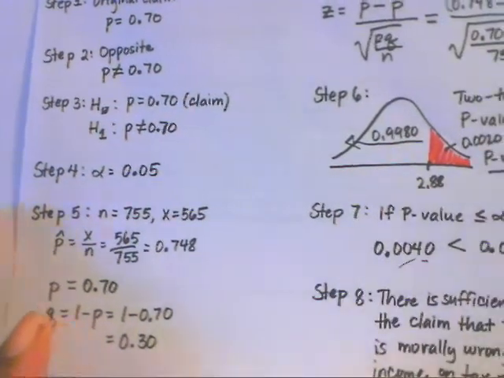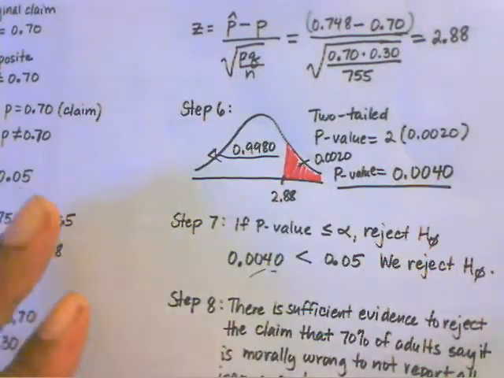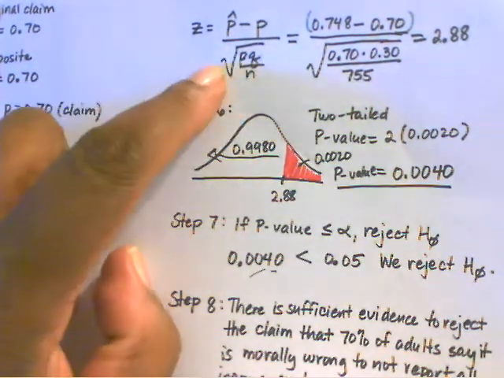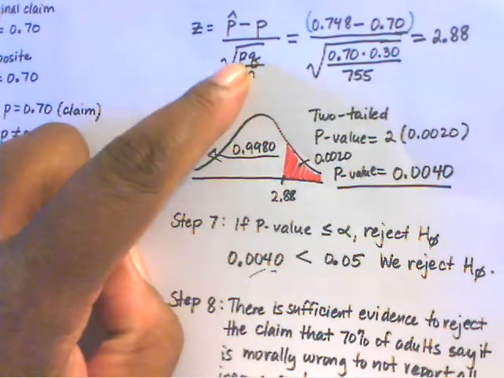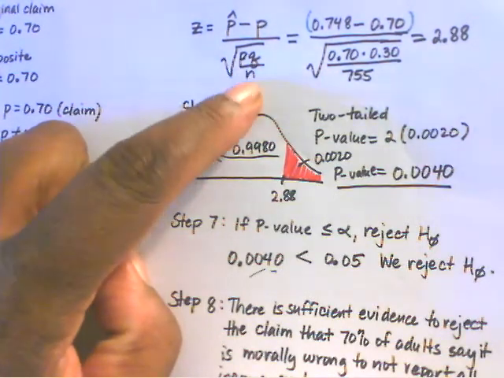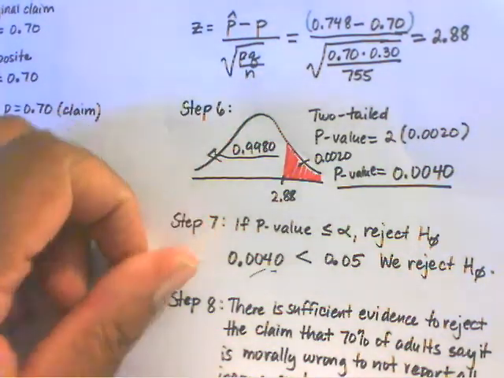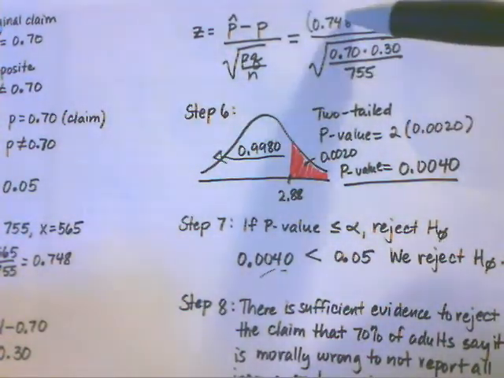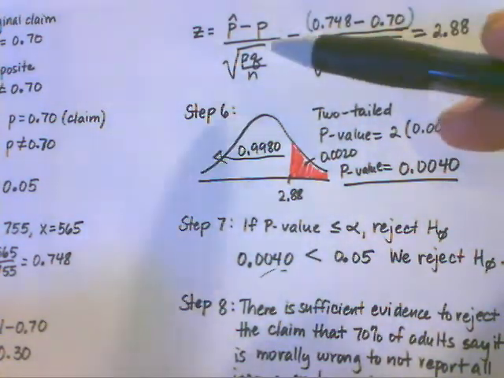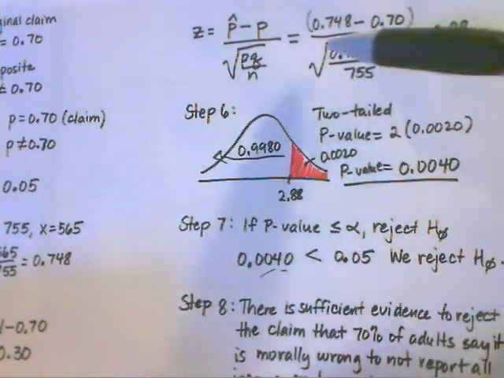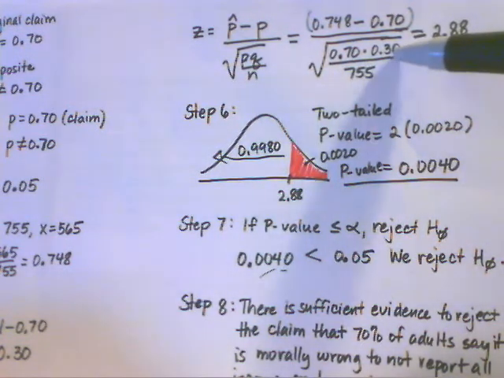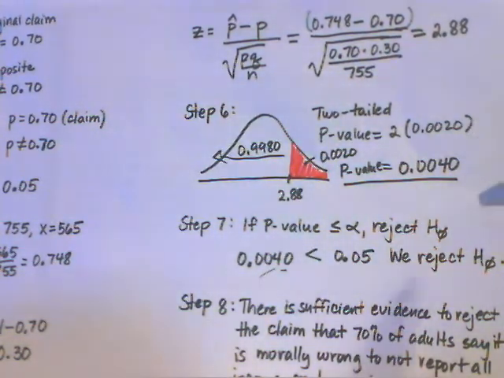And from that, we can go ahead and calculate our test statistic. This is the formula for the test statistic for a proportion: P hat minus P, all divided by the square root of P times Q divided by N. All this is under the square root. And then we just substitute our values here. P hat was 0.748, minus P, which is 0.70, all divided by the square root of P, which is 0.70, times Q, which is 0.30, divided by 755.